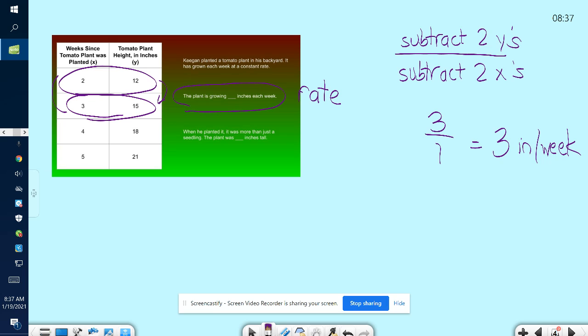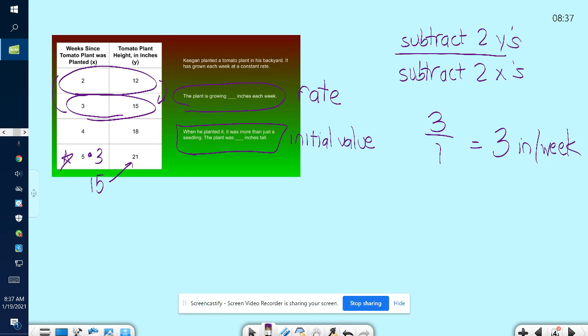Now this one right here is initial value. And to find initial value, pick an x from the table. I'm going to pick this one right here. And multiply it by the rate. So 5 times 3 is 15. I think the answer should be 15, but they think it must be 21.